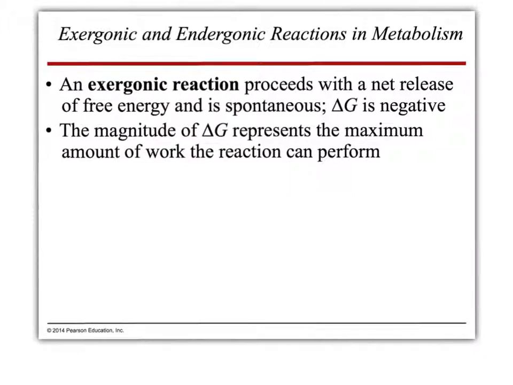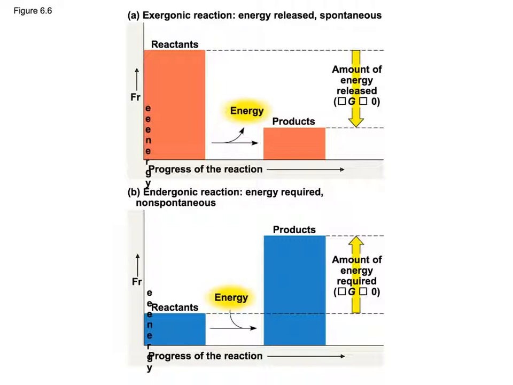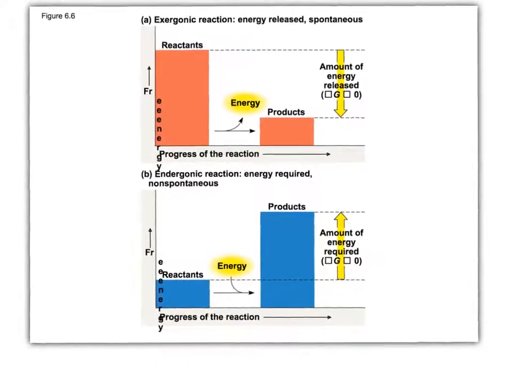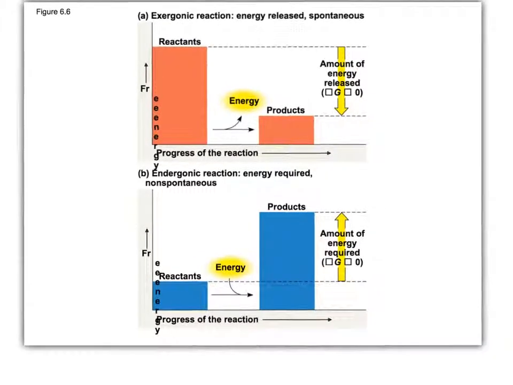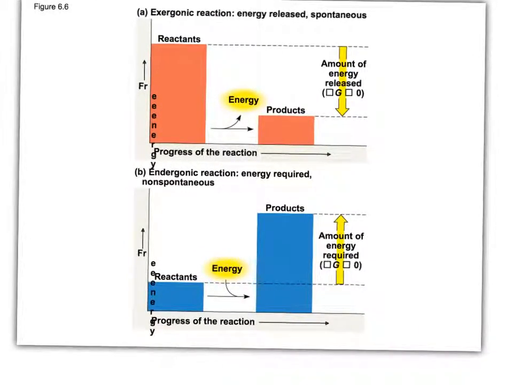So if an exergonic reaction gives off energy and happens spontaneously, what do you think an endergonic reaction is? What's an endergonic reaction? It's not spontaneous. What else? It requires what to be put in for it to happen? Energy. So the reactants would have a lower energy state than the products, and therefore energy is put in. Delta G is positive.